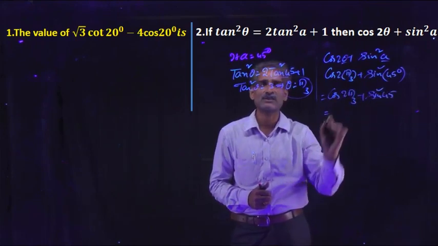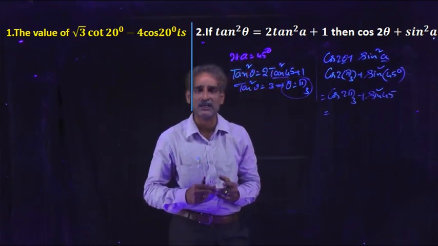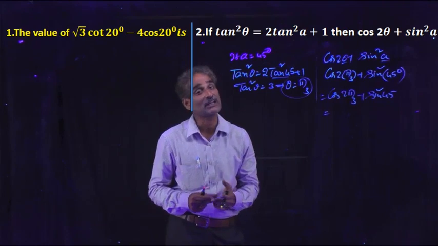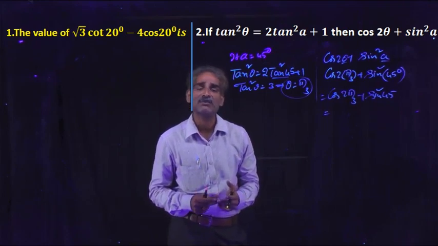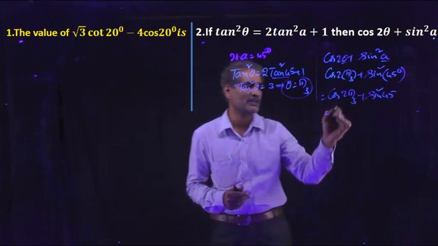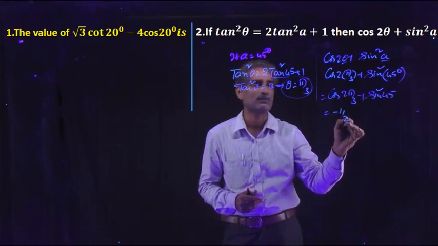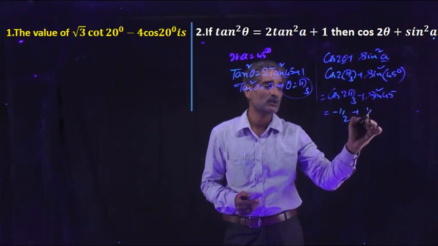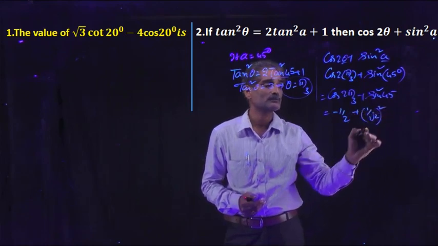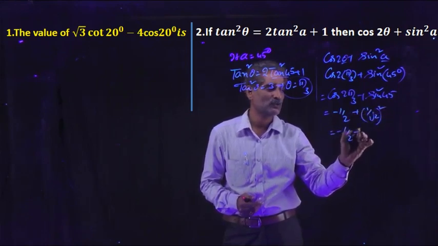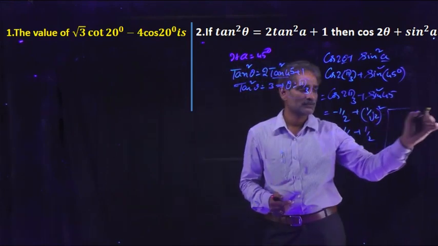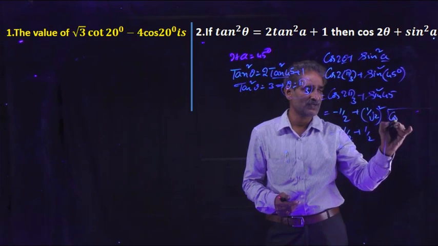The value of cos 2 pi by 3 is minus 1 by 2, because cos 2 pi by 3 equals cos of pi minus pi by 3, otherwise cos 120 degrees, that is cos of 180 minus 60, which is minus cos 60. So the value of cos 2 pi by 3 is minus 1 by 2. Sin square 45 means 1 by root 2 whole square, that is equal to 1 by 2. Now minus 1 by 2 plus 1 by 2 is equal to 0. So just verify the value of cos 2 pi by 3.